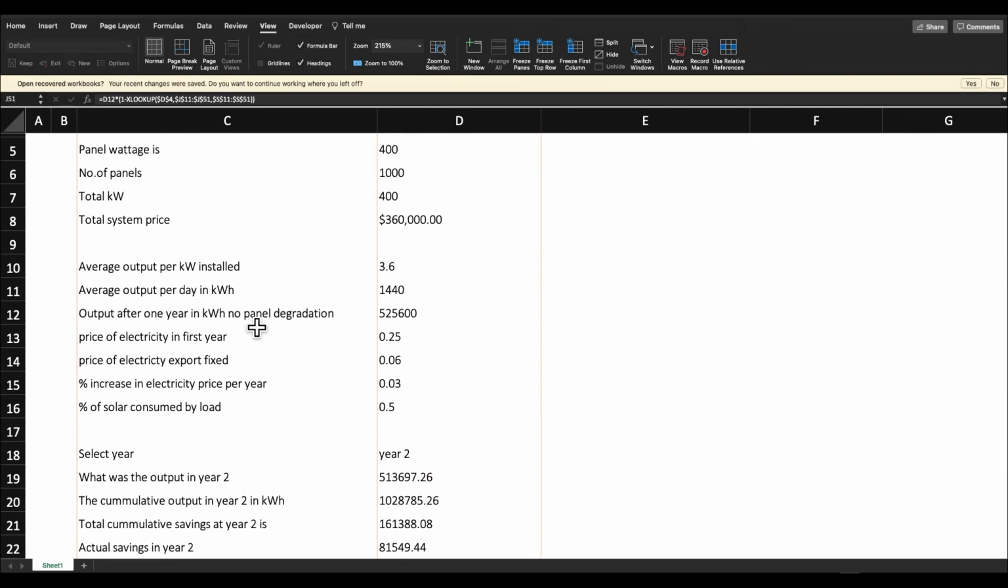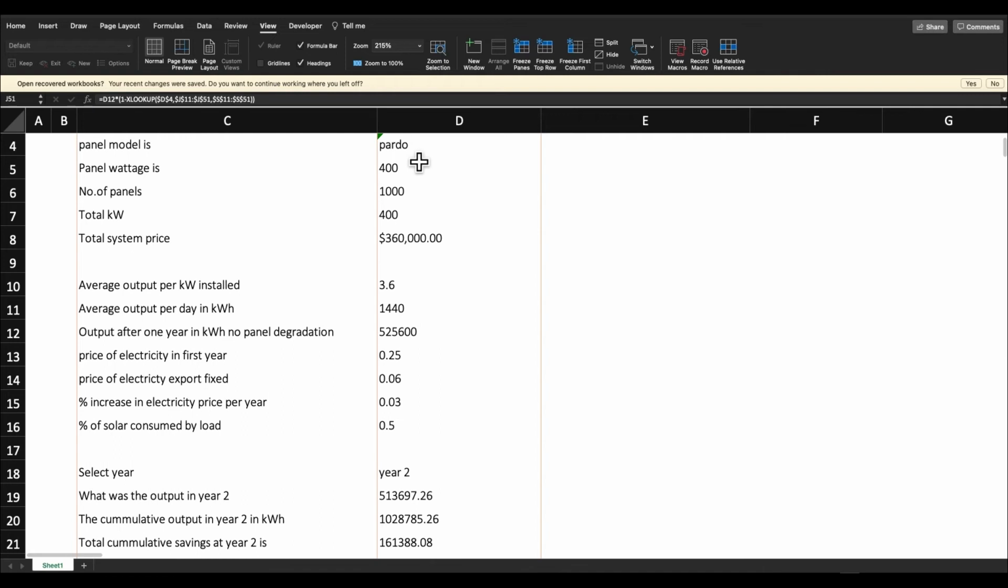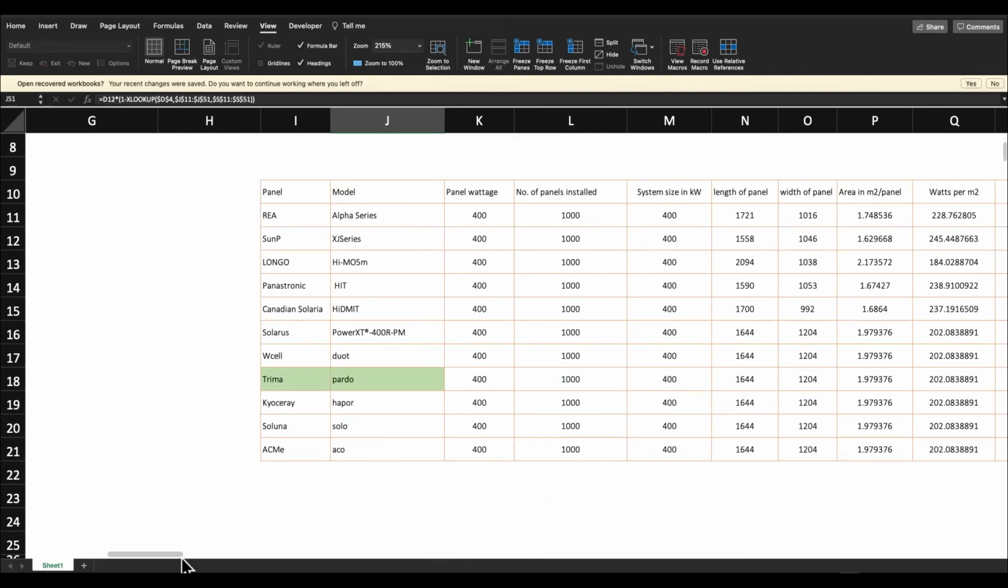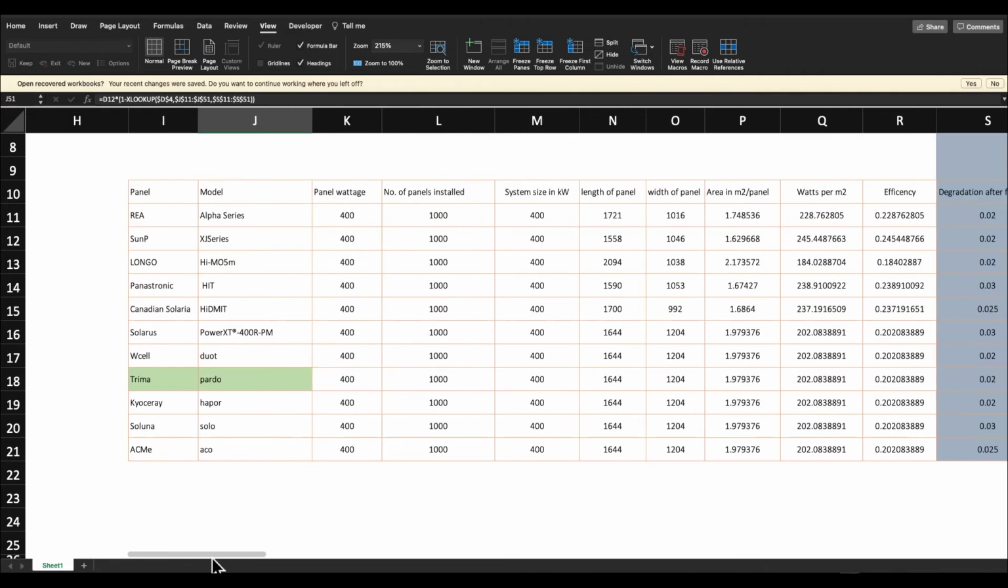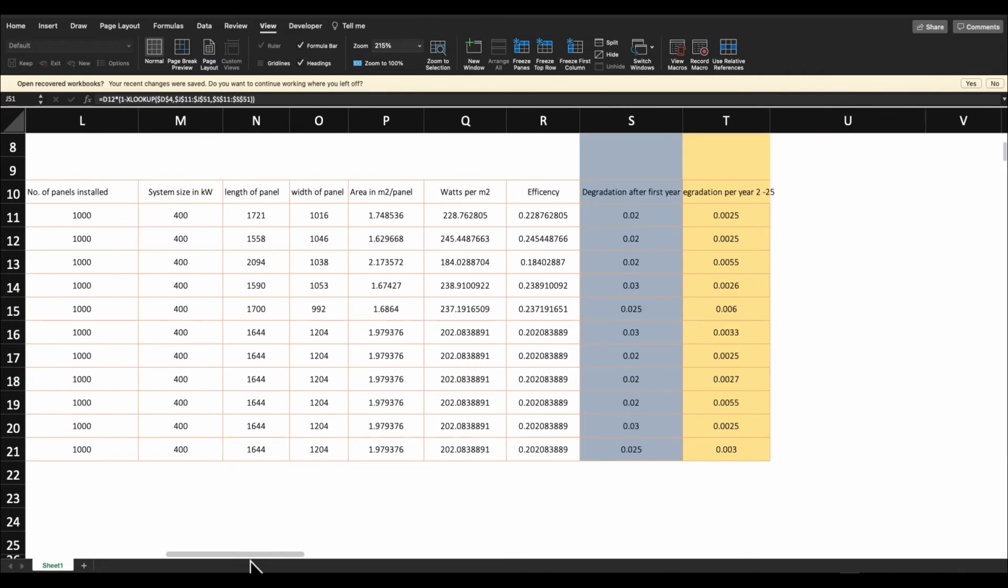So D12, D4, J11, so it looks in here and then returns a figure from here.